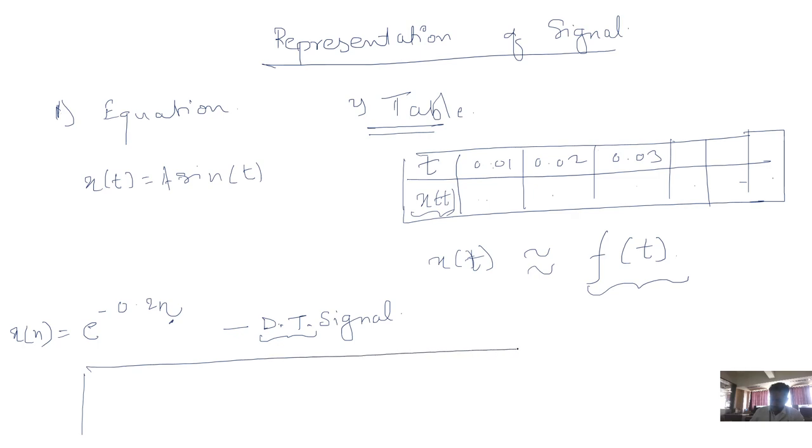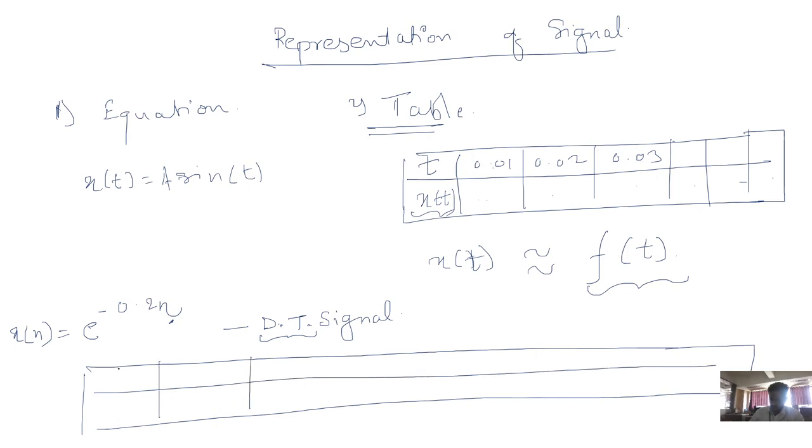Okay, so what I'll do is draw this kind of table. Here I will put the values of n, and here x of n, that is e raised to minus 0.2 n. So the first value I'll put is 0. If I put 0 over here, the entire exponent becomes 0, so e raised to 0 is 1. If I put a value of 1 and calculate it, it comes out to be 0.818. If I put 2 over here, I hope you have the calculator with you, it comes out to be 0.67.